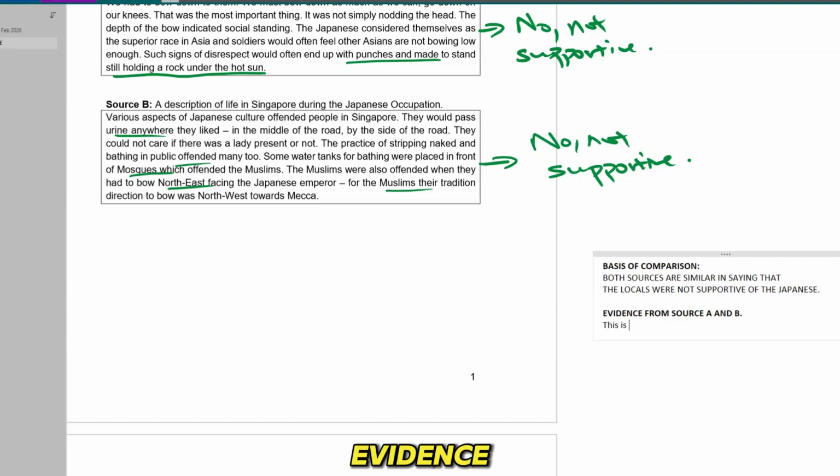So this is evidence in source A. Give me one or two good lines. This is also evidence in source B. Give me one or two lines. Okay, that's all. Then explain the evidence.